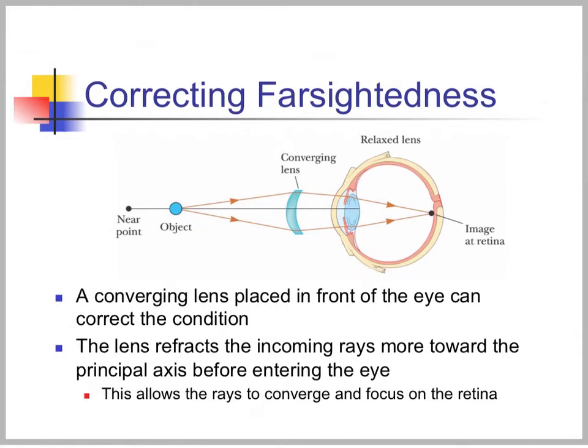We can correct for farsightedness by putting a converging lens in front of the eye. The lens refracts the incoming rays a bit more towards the principal axis before entering the eye. That allows the rays to converge and focus on the retina.